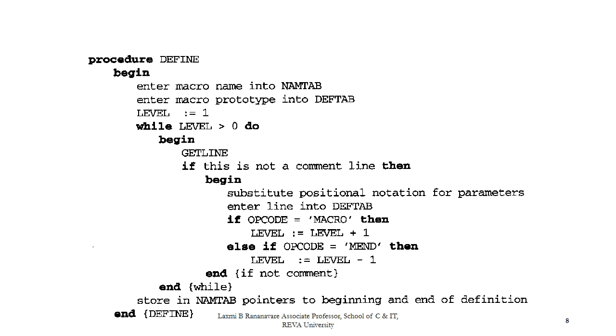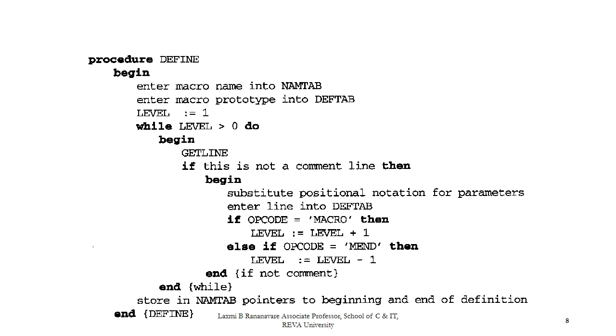Now if opcode is not a macro, then you are going to see whether the opcode is equal to mend. If opcode is equal to mend, then we are going to decrement the level, because for that macro we have got the corresponding mend, and thereby level equals to level minus 1. This process is continued until the level becomes 0.